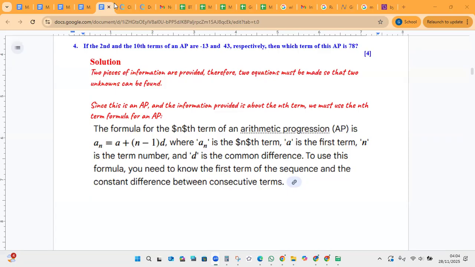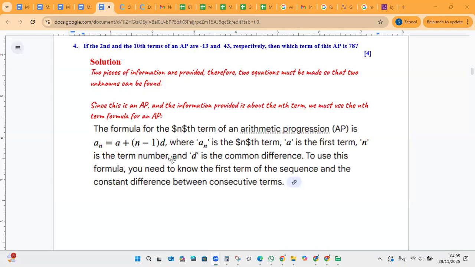Now in the solution, it says that two pieces of information are provided, therefore two equations must be made so that two unknowns can be found. The two pieces of information provided are the second term and the negative 13, and the 10th term and the 43. Now we continue to say that since this is an AP and the information provided is about the nth term, we must use the nth term formula for an AP.